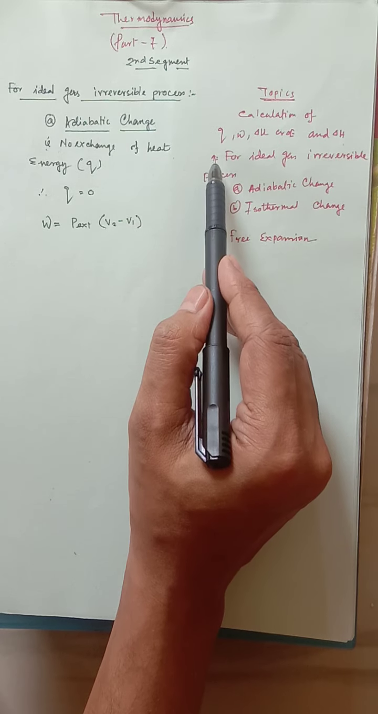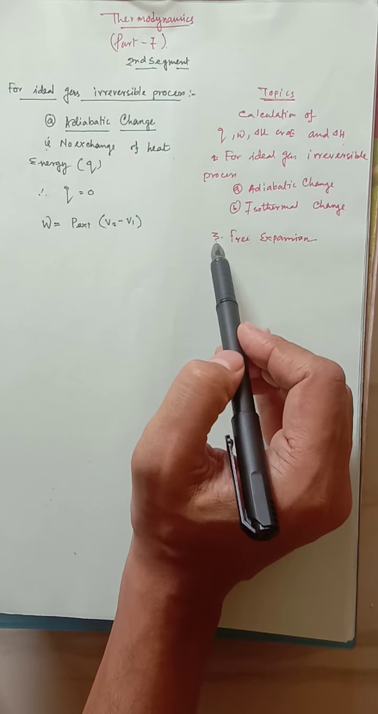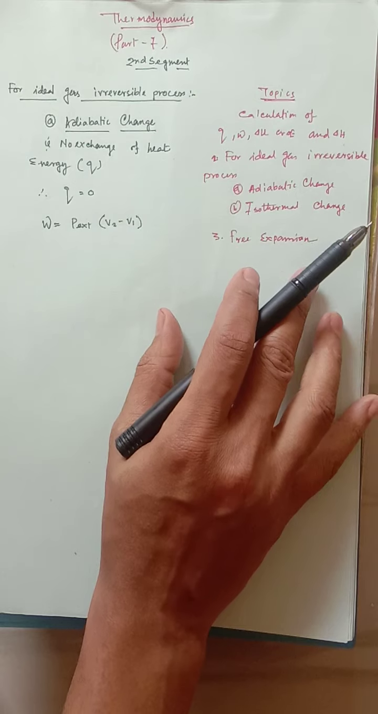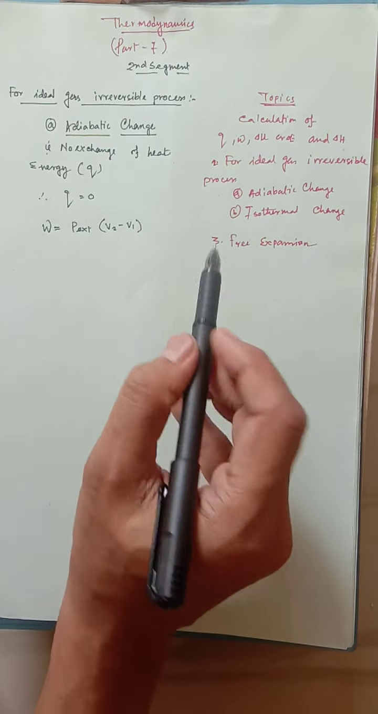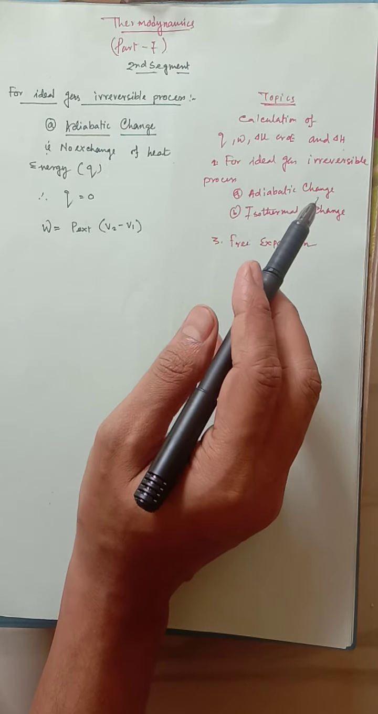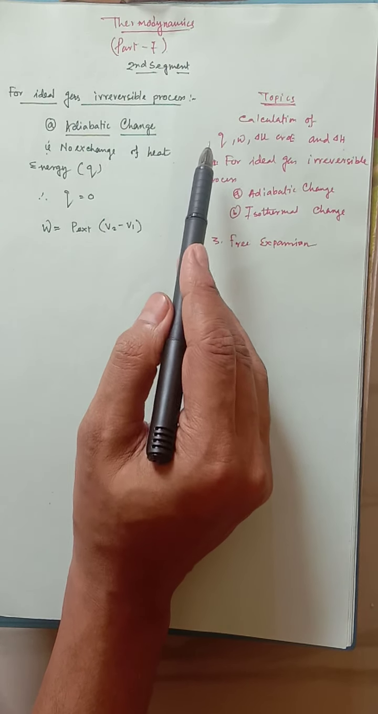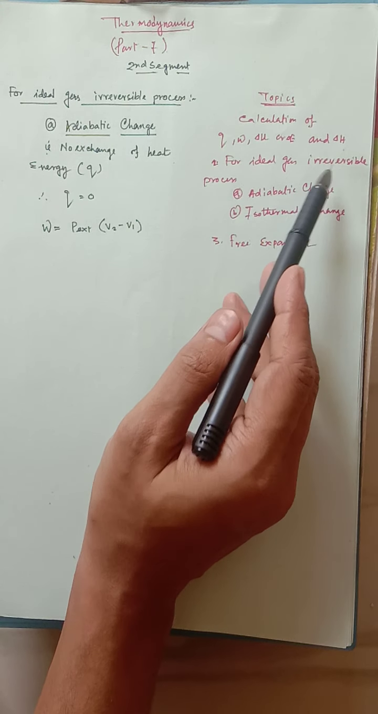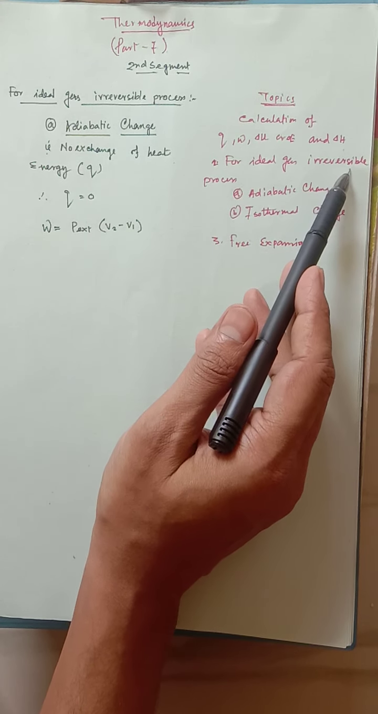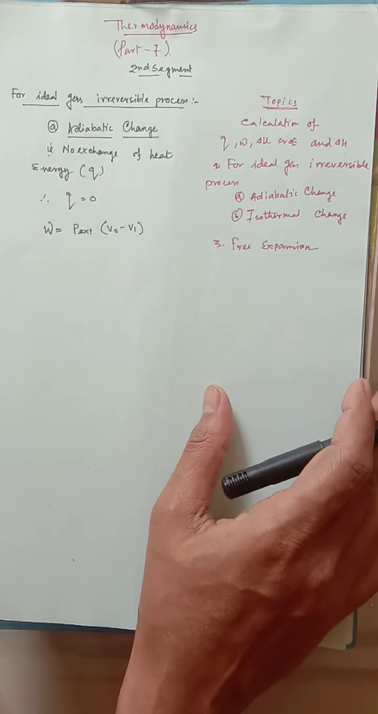I am maintaining the same sequence 2 and 3 because it is a continuation of the first segment of part 7. In the last segment I discussed the first one, that is, the ideal gas reversible process. So now we are going to discuss the irreversible one.